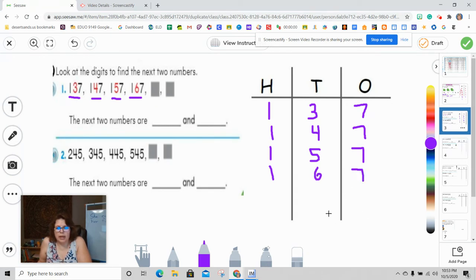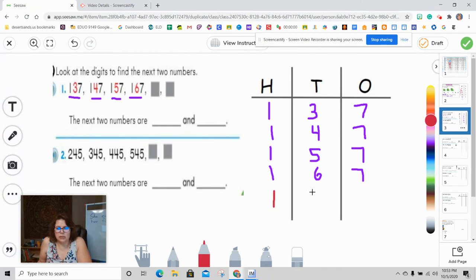Now, if you look at the pattern, the hundreds has stayed the same. And the tens, you've been incrementing one more every time you go down. So we're adding one more 10. The ones stay the same. So I already know that my next number will be 100.